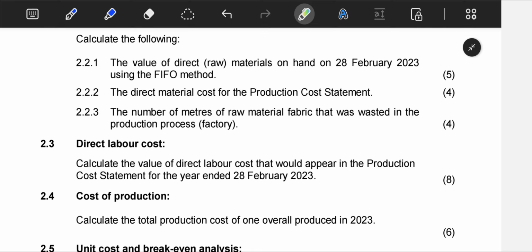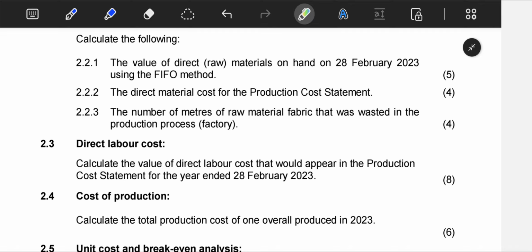Now let's go to 2.2. 2.2.2 is asking us for the direct material cost for the production cost statement. What is a production cost statement? A production cost statement is the statement that shows you every single expense that happened in the production. Right, I got disturbed by a call. I was talking about the production cost statement, whereby you have your direct labor, your direct material, your factory overheads, every single expense that is included in the factory.